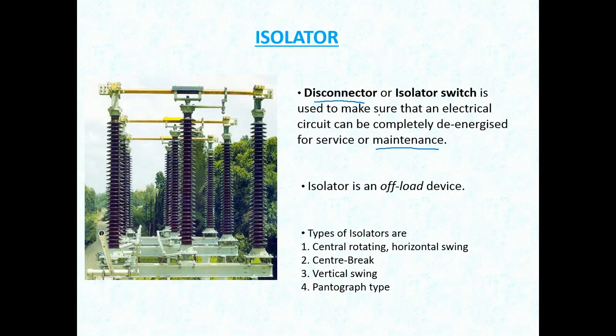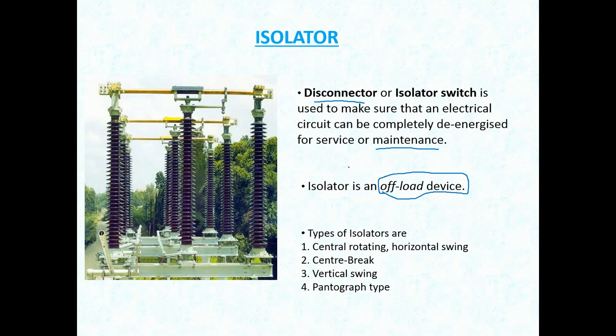A disconnector or isolator is a switch used for opening and closing operations during maintenance service. An isolator is an off-load device. You have to remember that for transformer tap changing there are so many types, on-load tap changer and off-load tap changer. One is isolator, which is off-load. Off-load means we have to switch off the load or remove the load, and after that disconnect the supply.